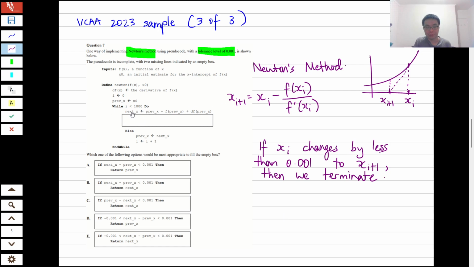So they've got a line saying next x equals previous x minus f of previous x divided by df of previous x, where df is the derivative and f is the function. So this line here looks a lot like this formula.